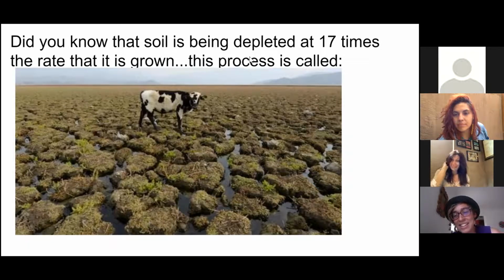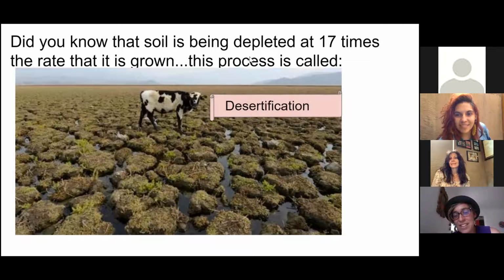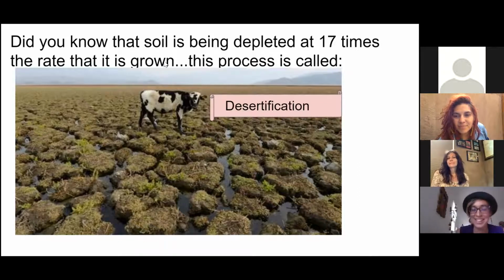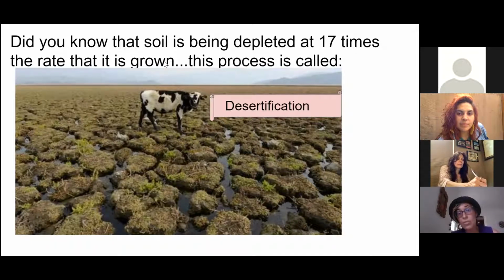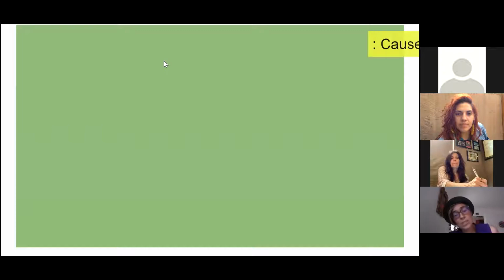Okay. No other ideas? Oh, okay, there's the word. It popped up. Anybody heard this word before? Desertification. Yes. So that's the word. I think we knew it. It was just hiding behind our ears somewhere. But yeah, desertification, it's just the process of soil being depleted so quickly, so much faster than soil can be regenerating. So go ahead and move on to the next slide.